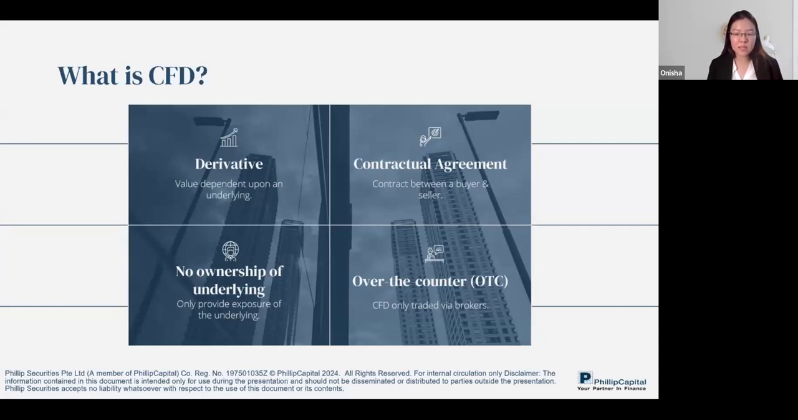The next thing is there's no ownership of the underlying. A CFD only provides you exposure to the underlying, but you do not own the underlying share. Next, a CFD is also an OTC product, where it is not listed on any exchange. You can only trade via brokers, which is through us, PhillipCapital.